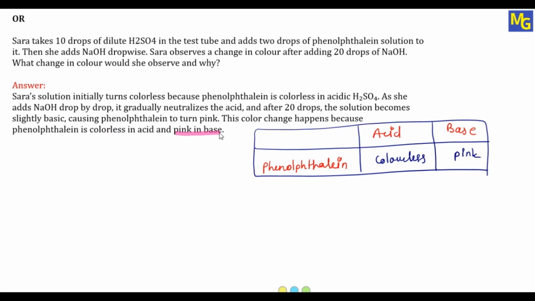This is the reason. So here I have explained the answer and why. The reason for this is here in the last sentence. So this is the answer for this OR question. I hope you understood this answer. Now this was the OR for question B. Now we will see the next option, that is C.